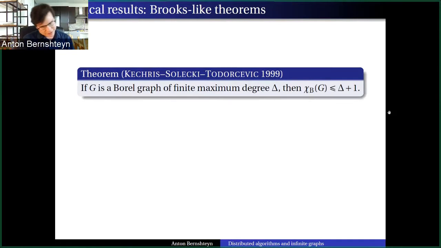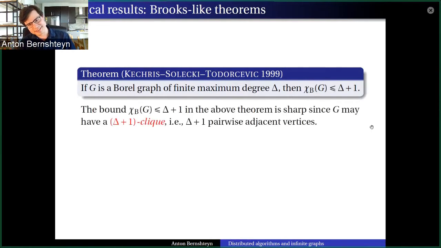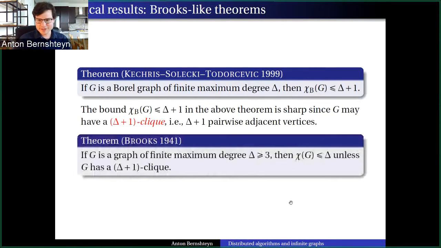And you can ask, is this best possible? Can we get rid of plus 1, say? Well, it is, in some sense, for trivial reasons, because a graph of maximum degree delta can contain a delta plus 1 clique, delta plus 1 pairwise adjacent vertices. And then, of course, you would need delta plus 1 colors, because you need to color every vertex in the clique with a different color. But we know that if we're dealing with finite graphs, or with ordinary chromatic numbers, then this is the only thing that can go wrong.